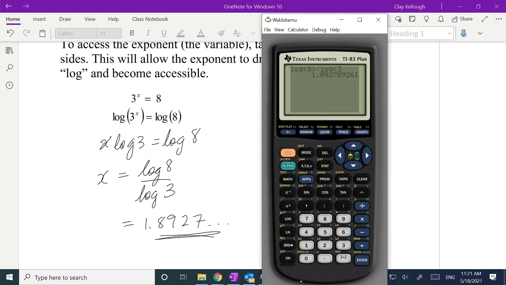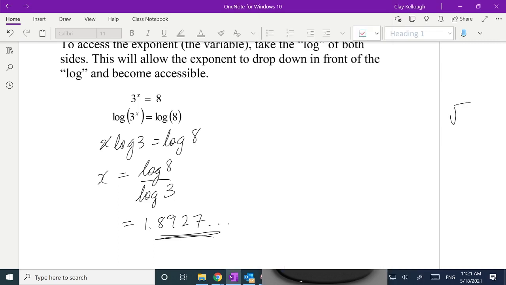So if you ever wondered, where do irrationals come from? Well, remember, square root of 2 is irrational, right? Square root of anything that's not a perfect square. pi is irrational, e, which we've talked about a little, we'll talk about a lot more, is irrational. Well, logarithms lead to irrational numbers as well.